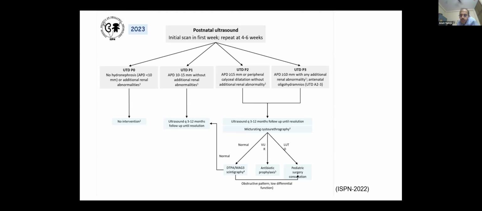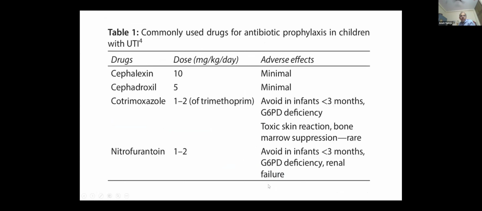If MCUG is showing reflux, then antibiotic prophylaxis. If there is no reflux, then DTPA scan or MAG3 scan is to be done. If lower urinary tract obstruction is seen, then surgery has to be done. And if DTPA suggests obstruction, then again surgery is done. The antibiotic given is cephalexin, mostly 10 mg per kg. Cotrimoxazole and nitrofurantoin are for beyond 3 months, the drug of choice for prophylaxis beyond 3 months.